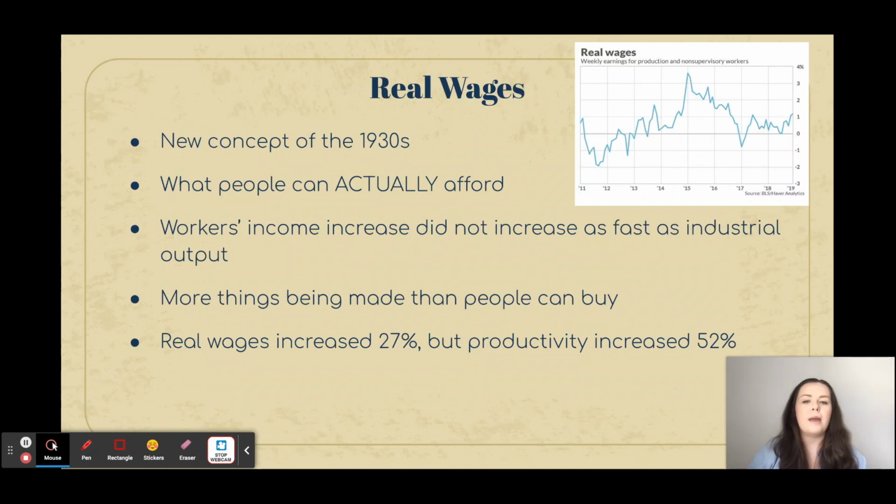So how much people are making is not increasing as fast as industrial output. So how much can be produced with the Industrial Revolution and the rising consumerism is not keeping pace with workers' wages. So too many things, and the wages are not keeping pace with it. So there's more things being made than people can buy. So productivity increases by 52%, but real wages are only increasing by 27%. And this is throughout the 1920s leading up to the 30s.